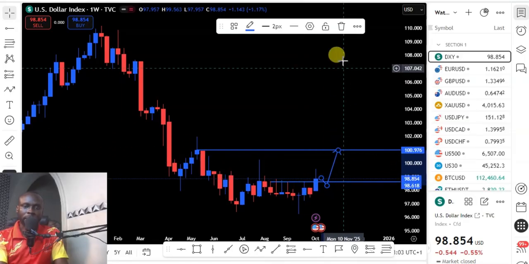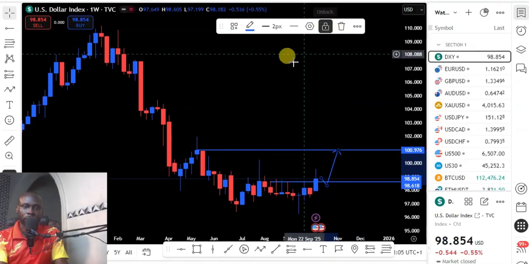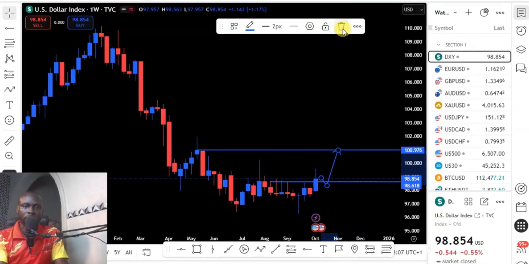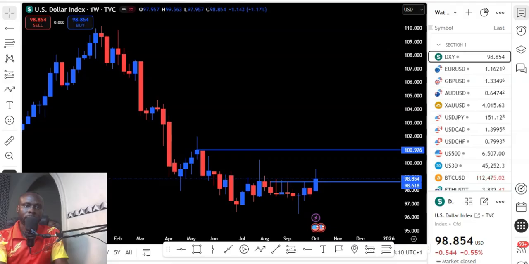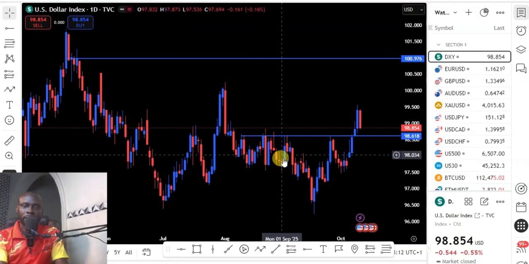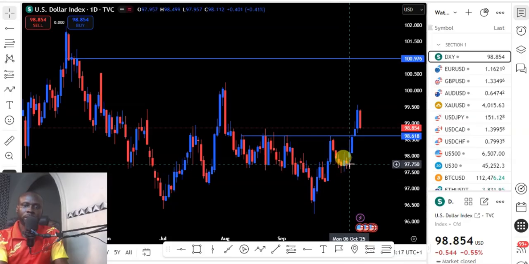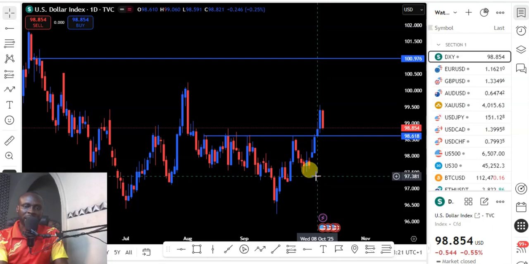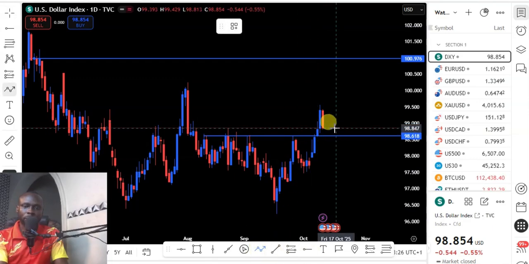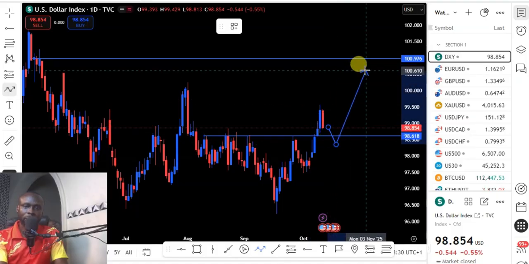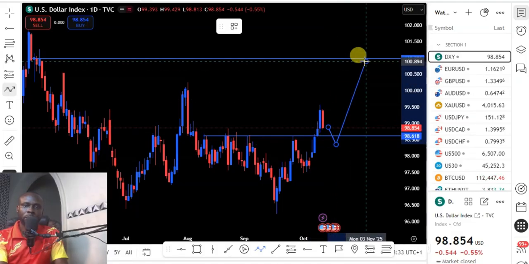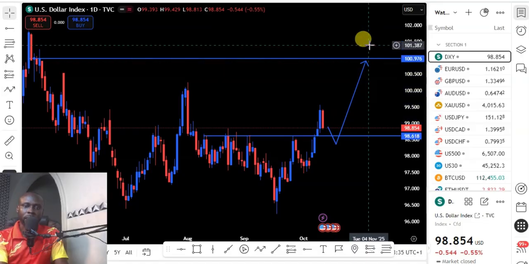So let's look at the daily chart of the dollar index. On my daily chart, you can see that we have lower low, higher low, higher low, which is a bullish trend on the daily chart, which indicates we expect a strong bullish move this coming week for the dollar index to the next weekly resistance level. We expect price to retest these levels, then we'll see price push it higher to the weekly resistance level.